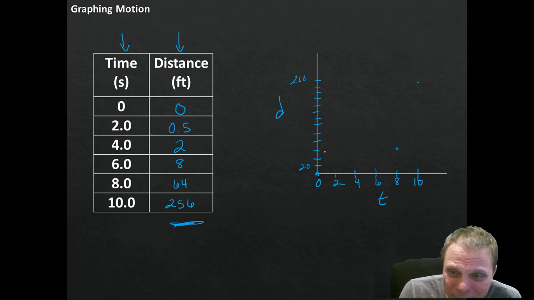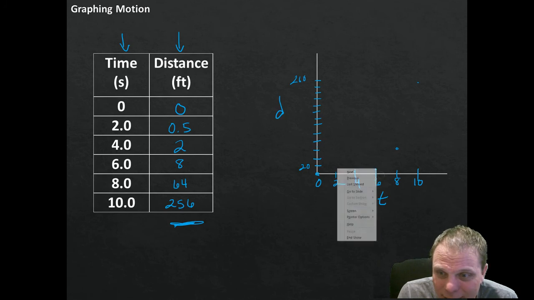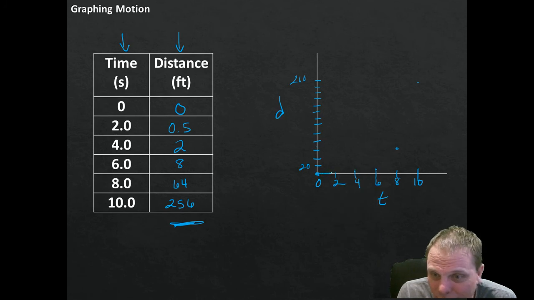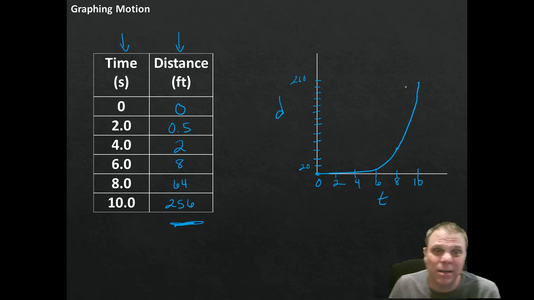All I was doing was trying to put my little dot right there, and poof. All right, so here I go. Pretty much flat, and then all of a sudden I go up, and then I shoot up even steeper and steeper and steeper. Okay, so this is a curved line.